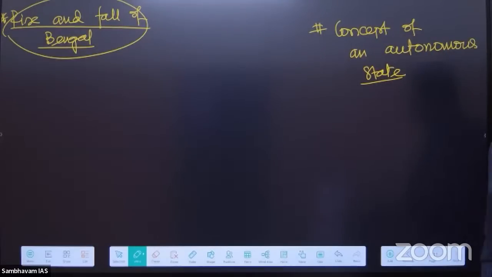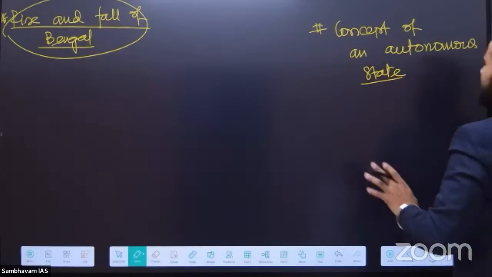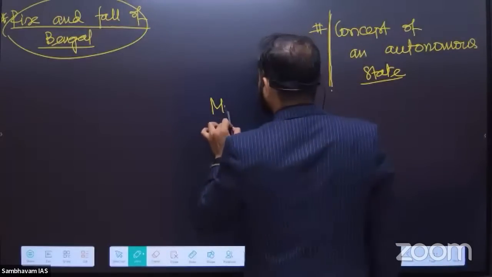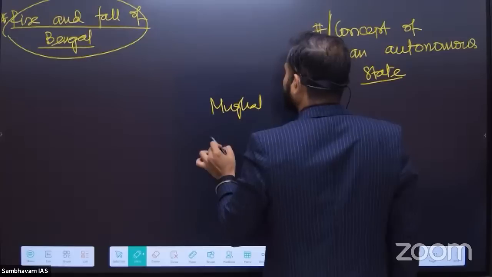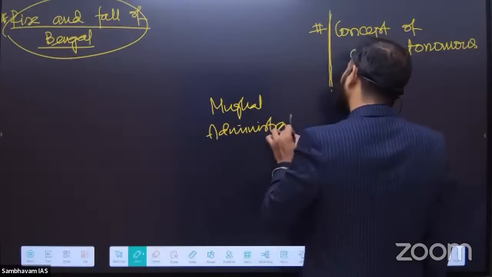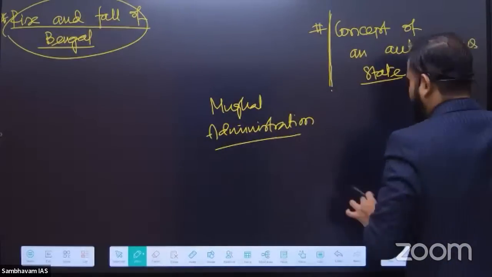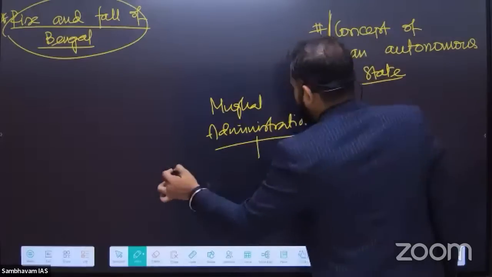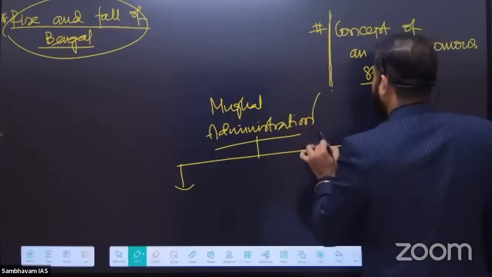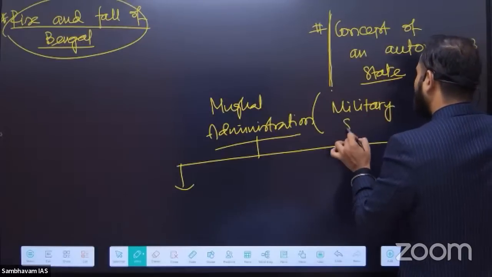The concept of an autonomous state. See, it is rooted in the idea of Mughal administration. What about the Mughal administration? Mughal administration can be understood as having... Mughal administration is an example of a military state.